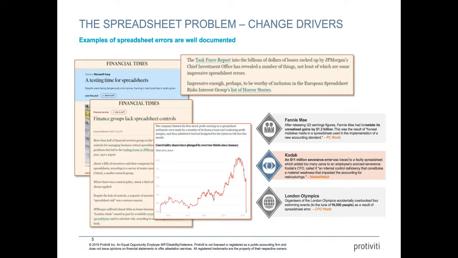As an example, we've got a few examples to the right-hand side. We had Fannie Mae with a 1.2 billion financial misstatement down to the root causes of spreadsheet errors. We've also got Kodak, with a severance package which was overpaid by having too many zeros added to the values itself. We also had the London Olympics, where due to a spreadsheet and the recording of information, there was an overbooking of seats by over 10,000. So a few things that can cause problems within the arena.